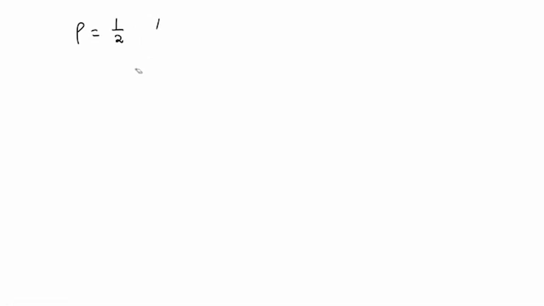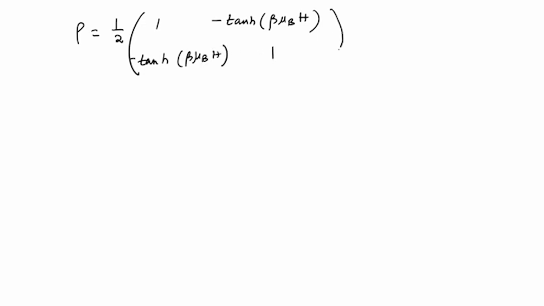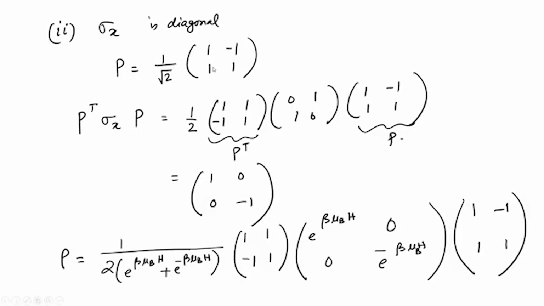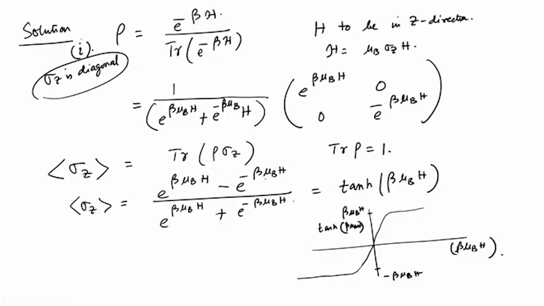So, this is the matrix. So, 1 minus tan hyperbolic beta mu b h, tan hyperbolic beta mu b h, and this is equal to 1 again. So, this form is very different than the form that you have gotten here.